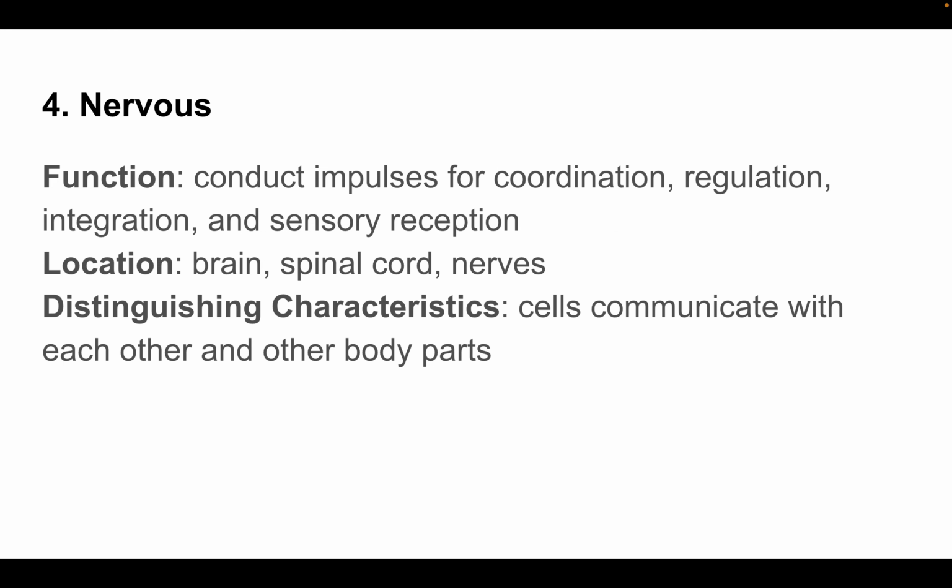And then finally, the nervous tissue conducts impulses for coordination, regulation, integration, and sensory reception. So we will find nervous tissue in the brain, spinal cord, and nerves, and the characteristic is that they communicate with one another as well as other body parts.